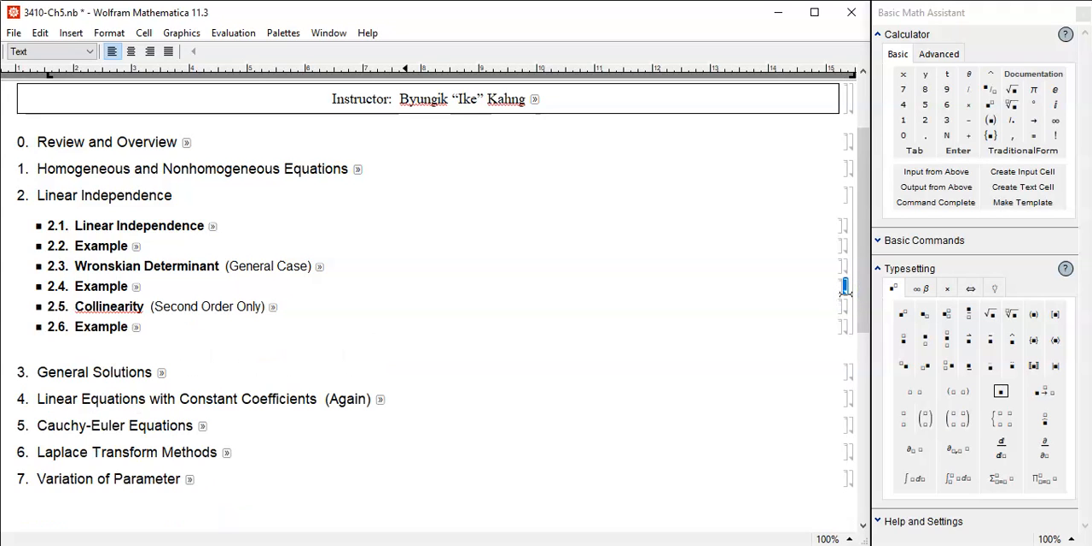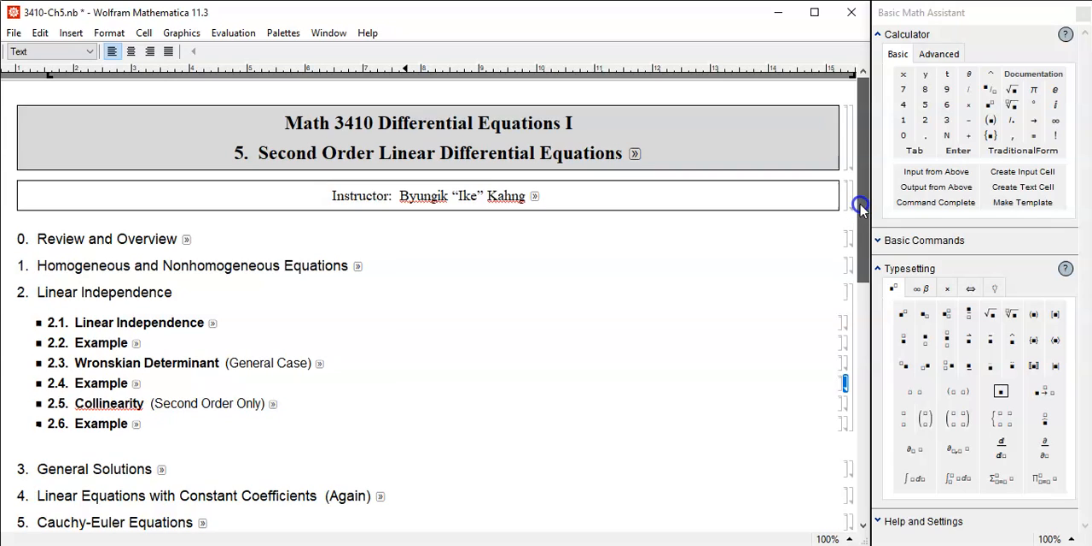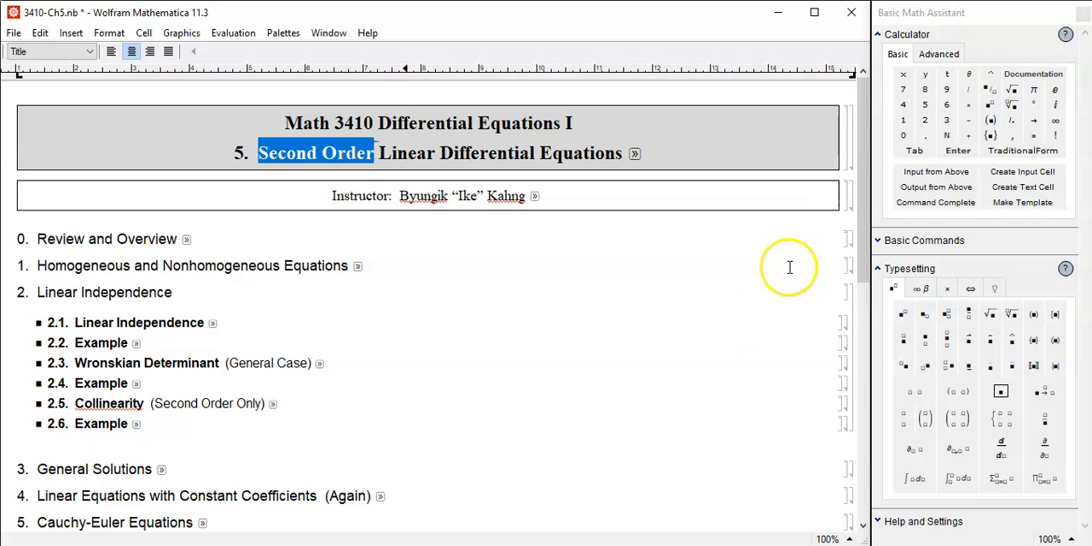But then again, I already said I don't like this one very much. The title of this chapter is Second Order Linear Differential Equations. For second order, there is a much easier method. Let's talk about that.